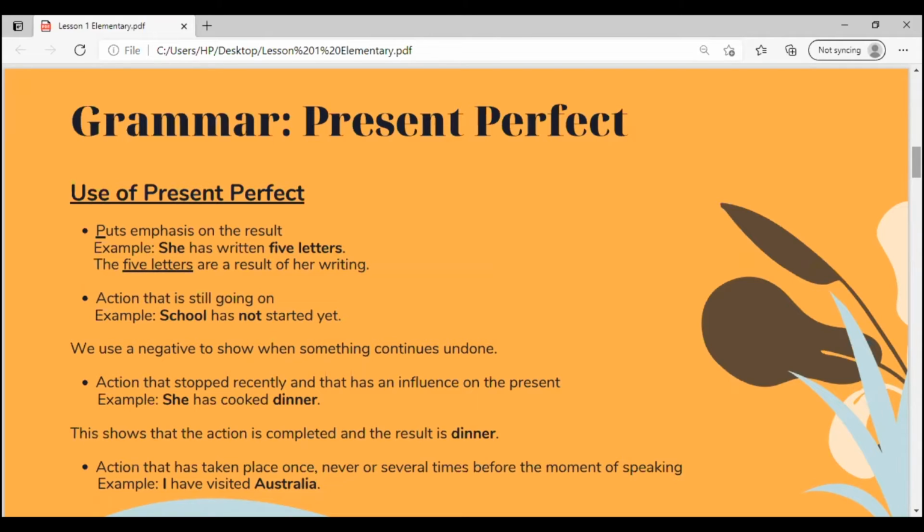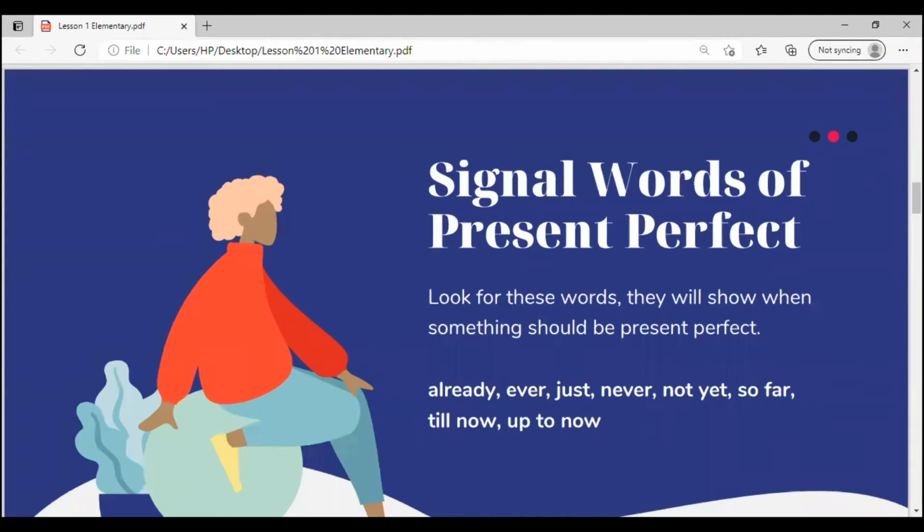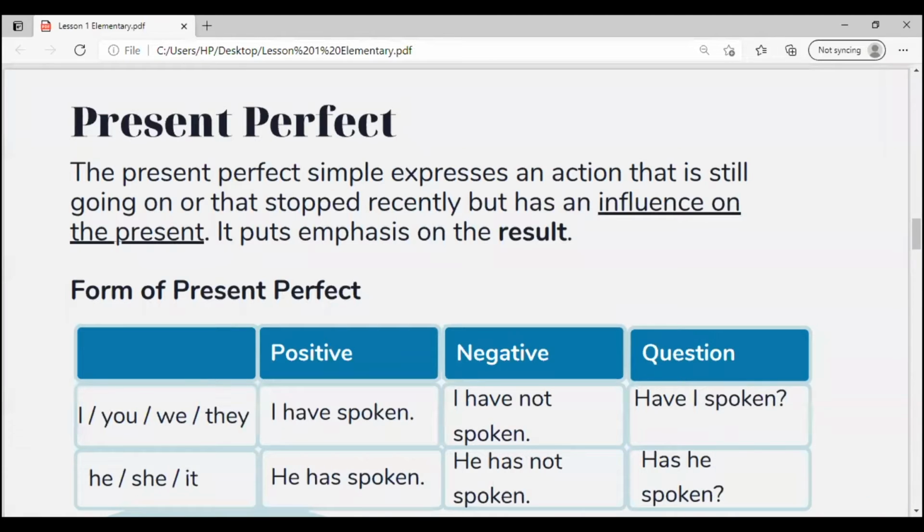For an action that has taken place once, never, or several times before the moment of speaking. For example, I have visited Australia. Signal words of present perfect. Look for these words. They will show when something should be present perfect. Already, ever, just, never, not yet, so far, till now, and up to now.